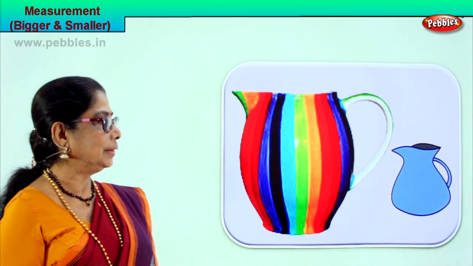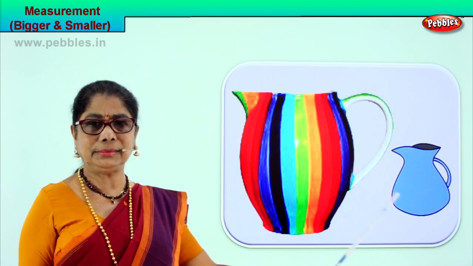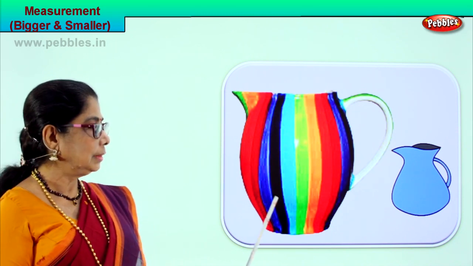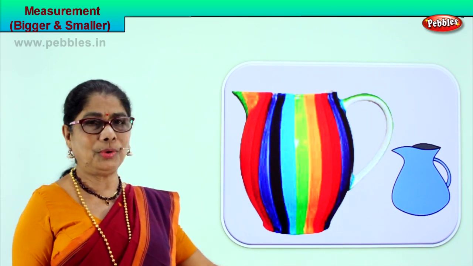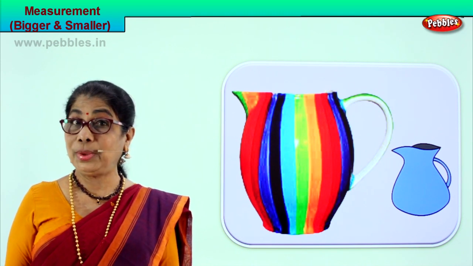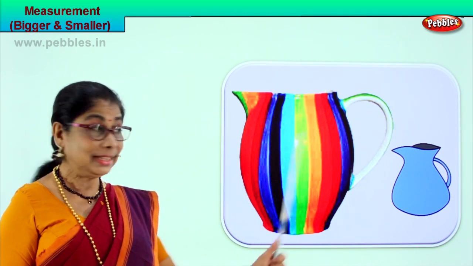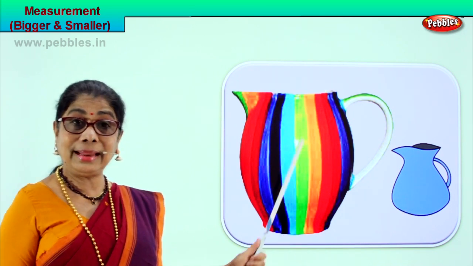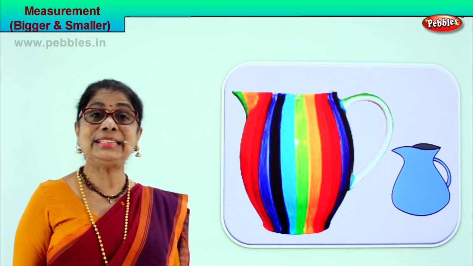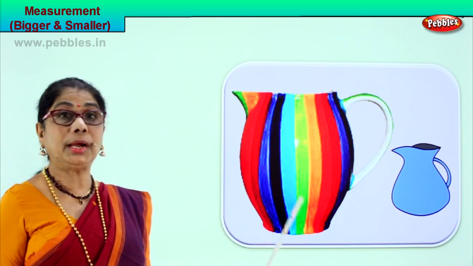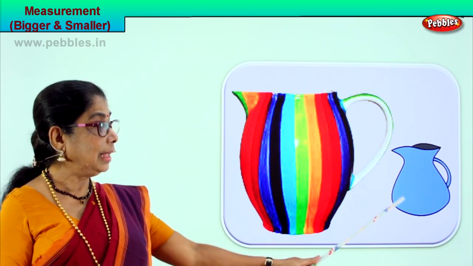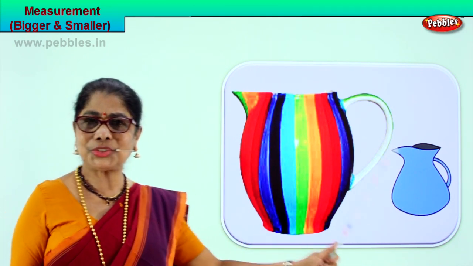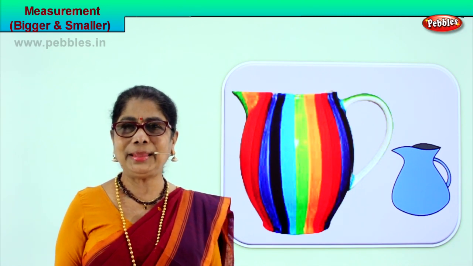Look what we have here. We have two jugs here. Beautiful jugs. Water jugs. This is big and this is small. What measurements are we learning? Bigger, smaller. This jug is smaller than this jug. Or what else you will say? This jug is bigger than this jug. Bigger, smaller. Let's look at another picture.